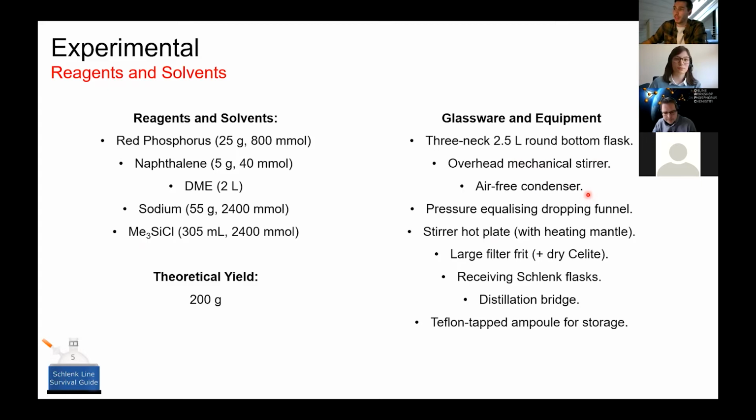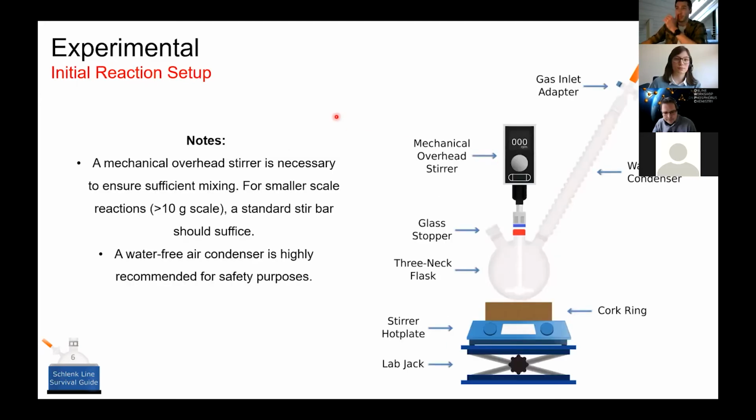An air-free condenser is recommended but not essential. Again, a pressure-equalizing dropping funnel is recommended but not essential. You will need a stir plate with heating mantle, a large filter, and of course dry Celite to aid in that filtration, suitably sized receiving Schlenk flasks, a distillation bridge, and finally, for the storage of the trimethylsilyl phosphine, you'll need some sort of Teflon tap ampule. So this is what the initial reaction setup will look like before you even get going.